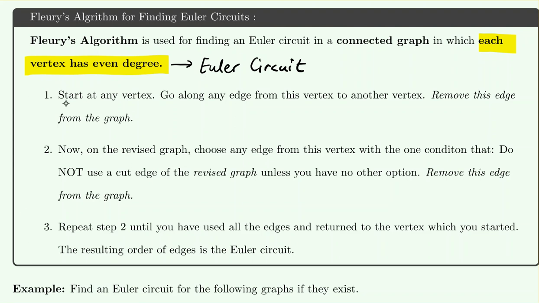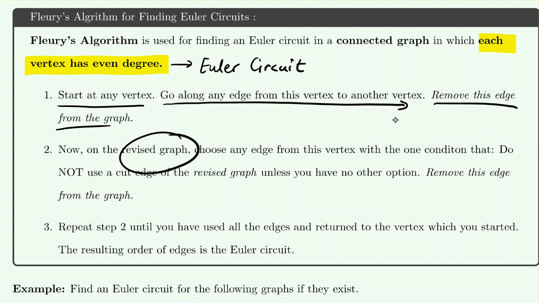Step one is you start at any vertex, and then you go along an edge from this vertex to another vertex. So start at a vertex, choose an edge to go along, and then imagine you're removing this from the graph. Now on the revised graph, what we mean by the revised graph is we've removed the edge that we've already crossed. The reason we want to remove these edges is because we know an Euler circuit can't use the edge more than once. So if we've already used it, we remove it from the graph in our mind so that we don't cross it again.